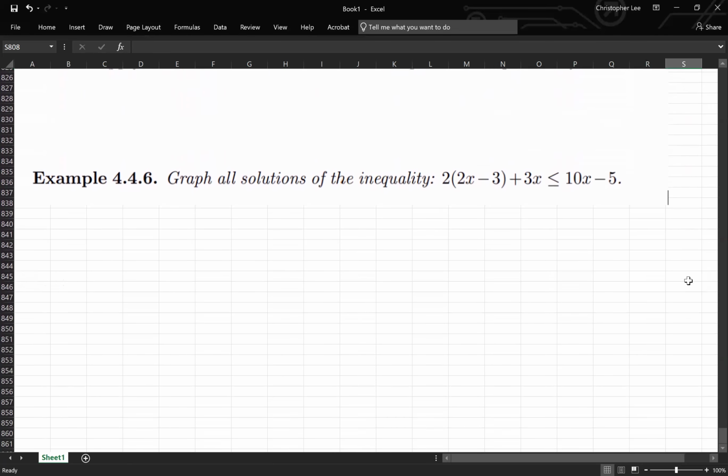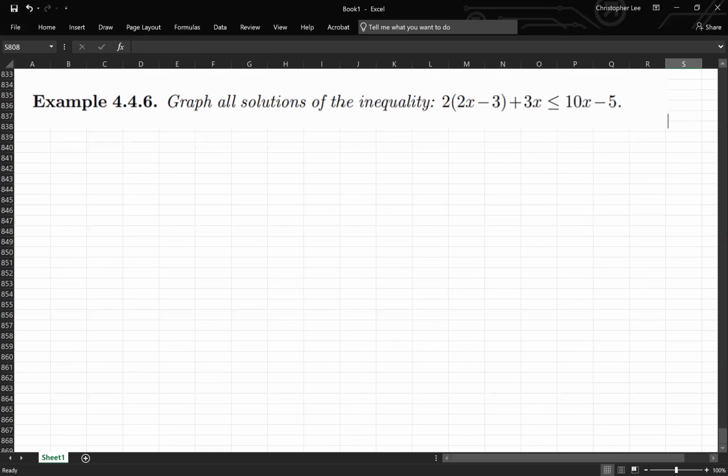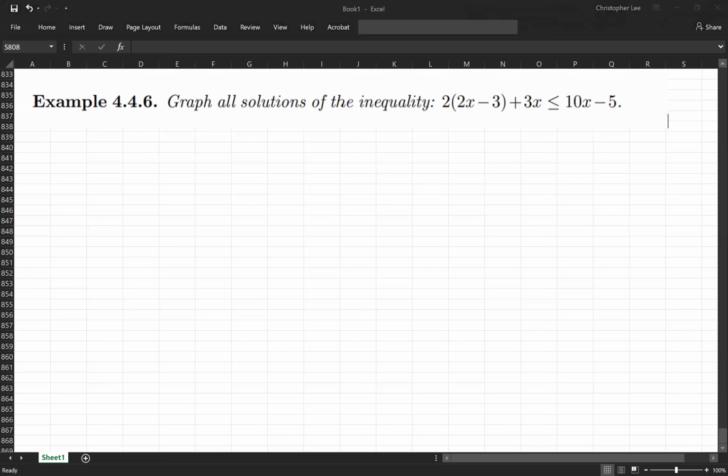So here we go. I have one example. Let me see how many more examples I got real quick. I think that might be my last example. Yeah, because you flipped the sign.